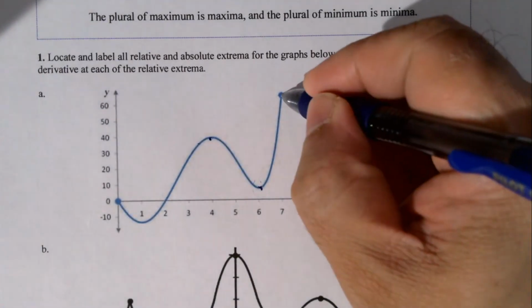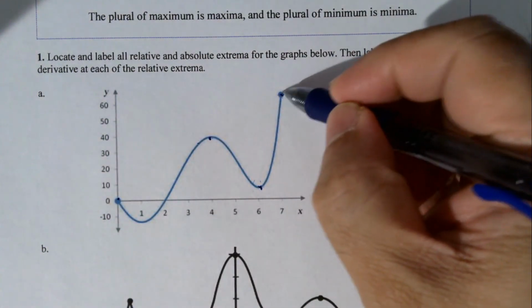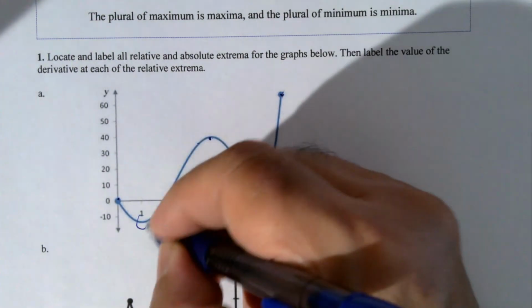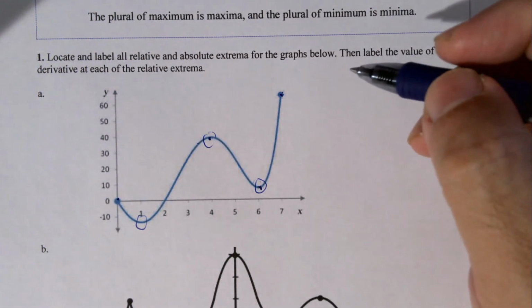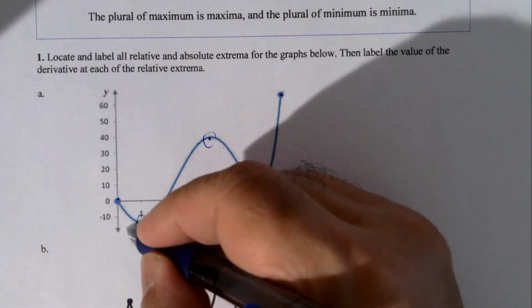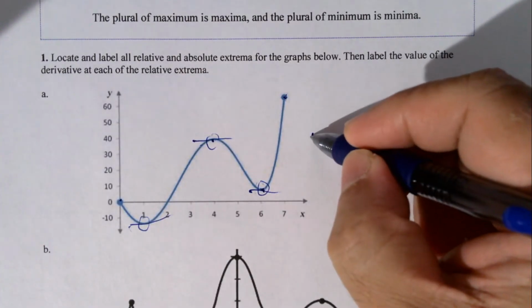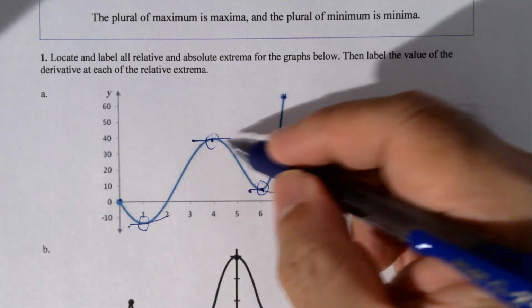So the endpoints are special in the sense that it doesn't matter what happens with the derivative there. But at the ones in between, something special happens with the slope. It's a horizontal line, so the slope is 0. So the derivative is 0 at these relative extrema.